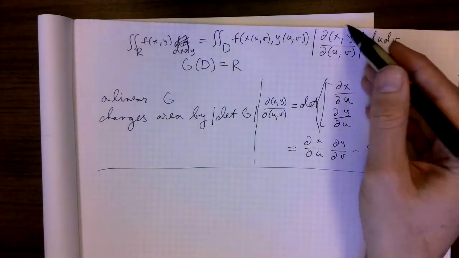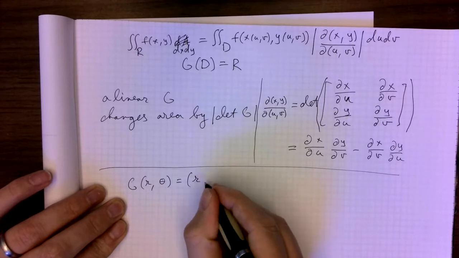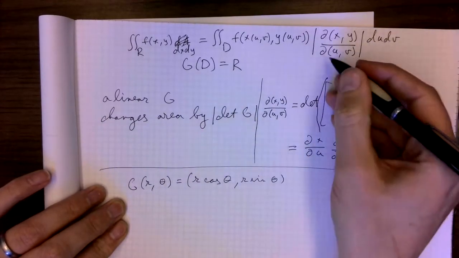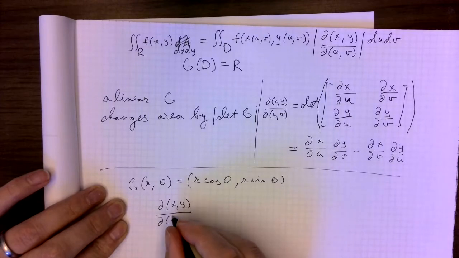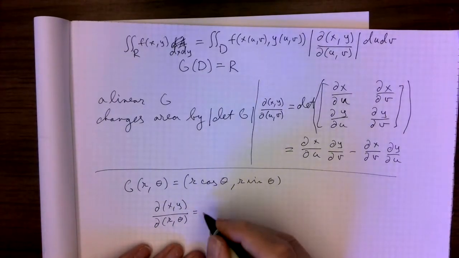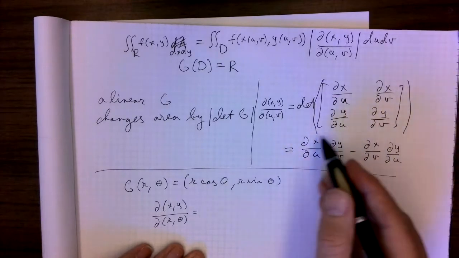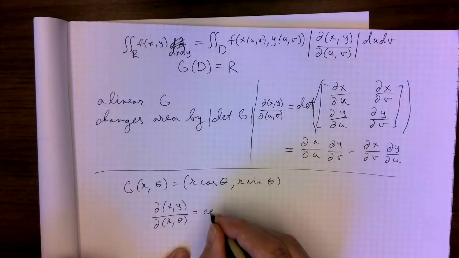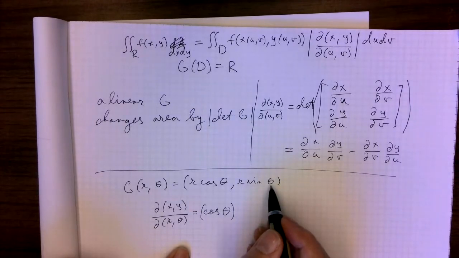So let's see what this comes to if we have the polar coordinates. This is when x is r cosine theta and y is r sine theta. So what is this Jacobian determinant of x, y with respect to r, theta? Well, let's just compute it, we have this formula. This is my x, so u is r, and the derivative with respect to r is cosine theta, times dy dv, the derivative with respect to theta of sine.